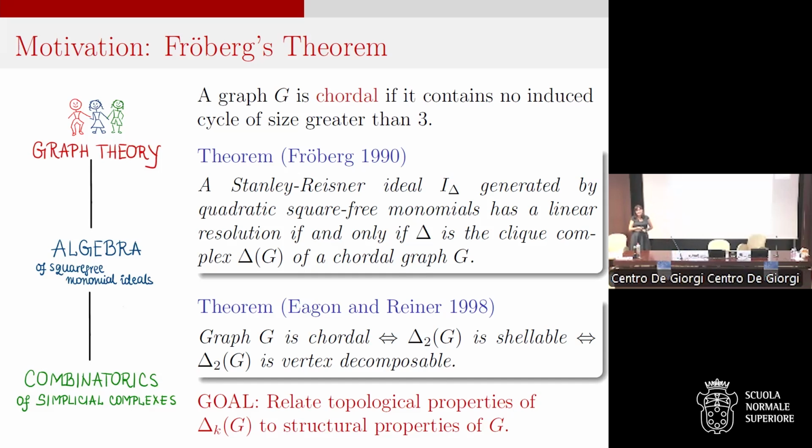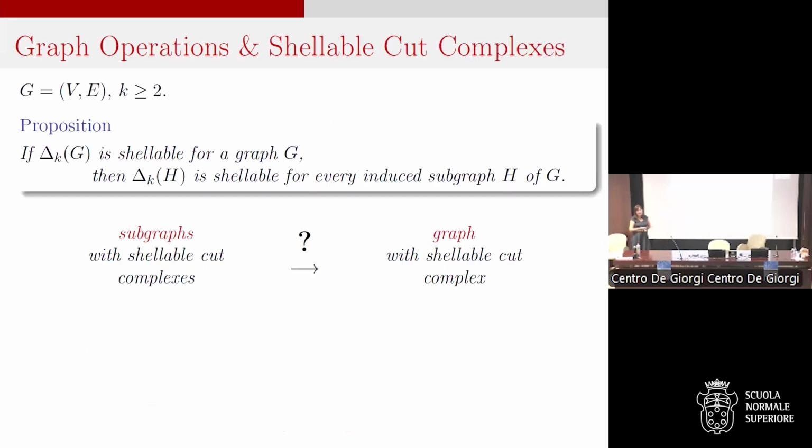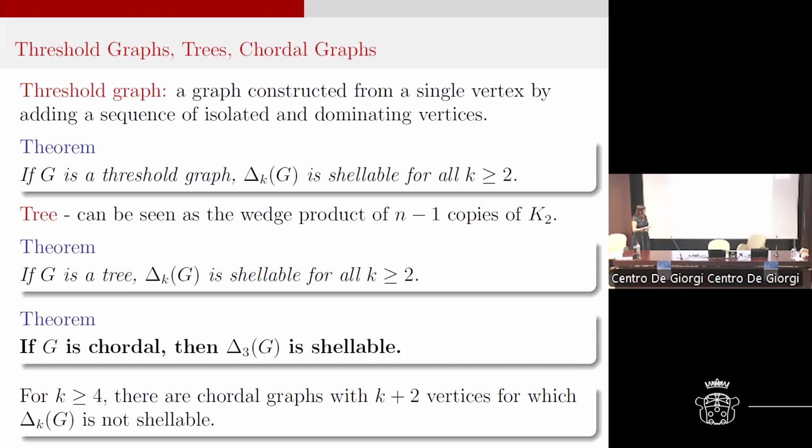And we see that for higher k, we don't have a nice property. Could you move to that slide with k equals 3? So we know this direction, that when the graph is chordal, delta 3 is shellable. And for higher k, we have chordal graphs with a small number of vertices such that delta k is not shellable. So perfect. Thanks.